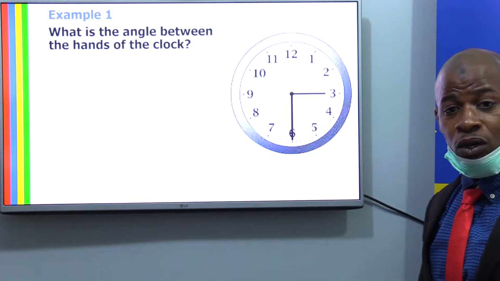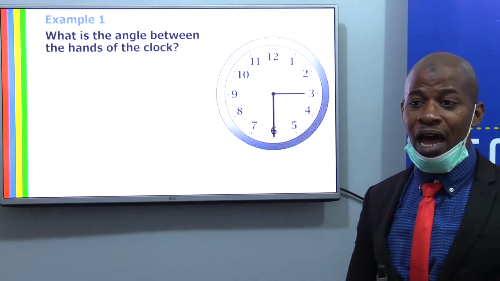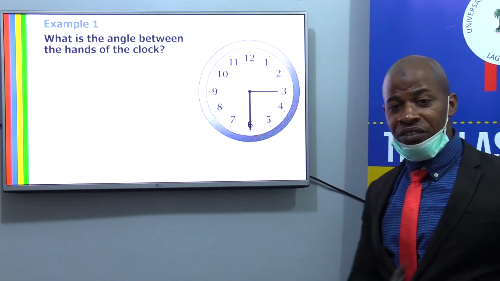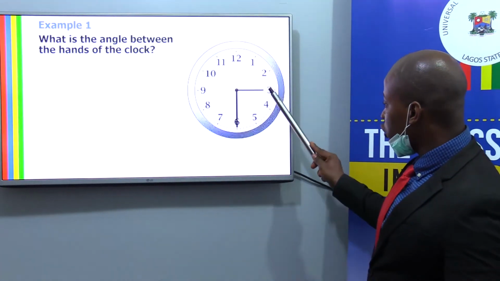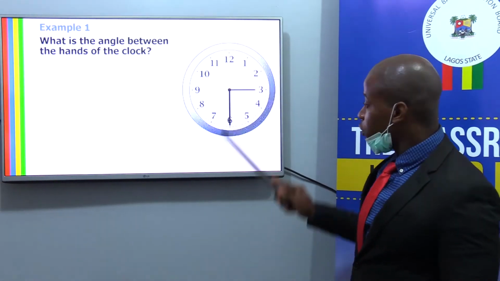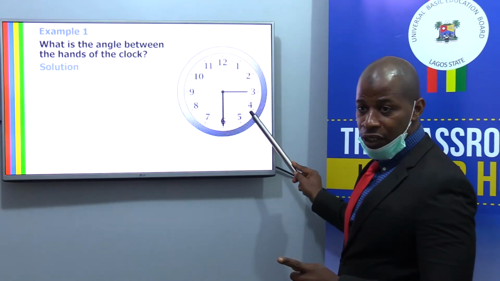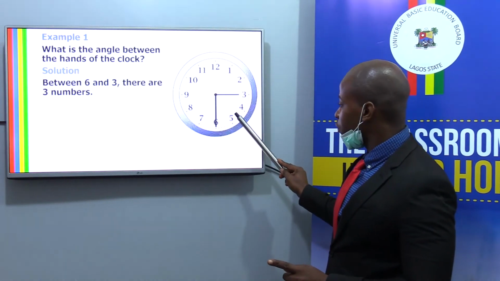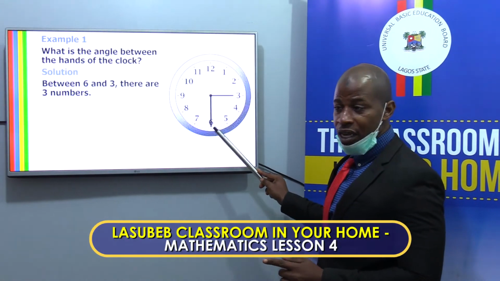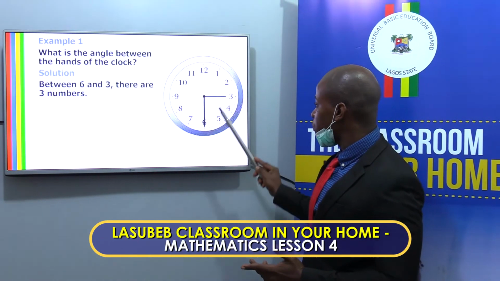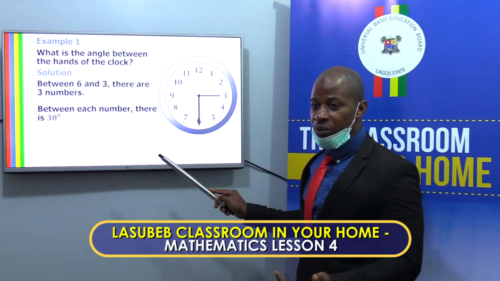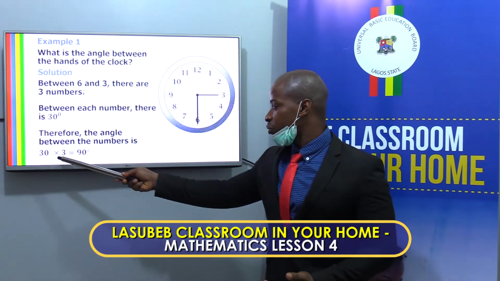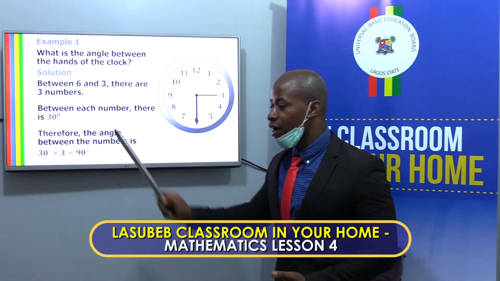Example 1 says, what is the angle between the hands of the clock right now? Well, as we have said in the previous slides, between each number, there is 30 degrees. So from here to here, 30 degrees. From here to here, 30 degrees. From here to here, 30 degrees. There are 3 spaces, so I will multiply 30 by 3 and we get 90 degrees. 30 times 3 is 90 degrees. So this is my final answer.